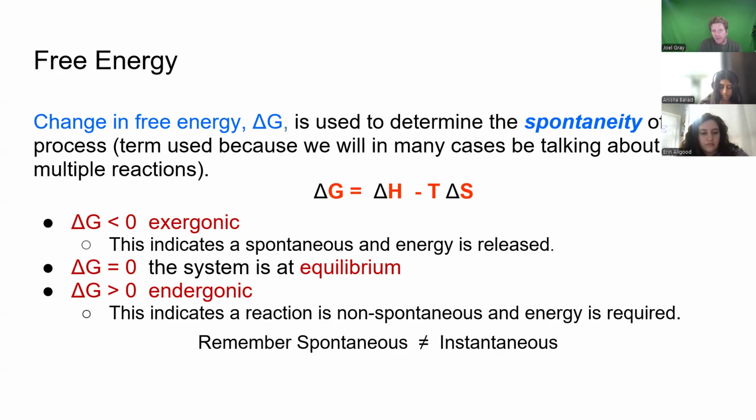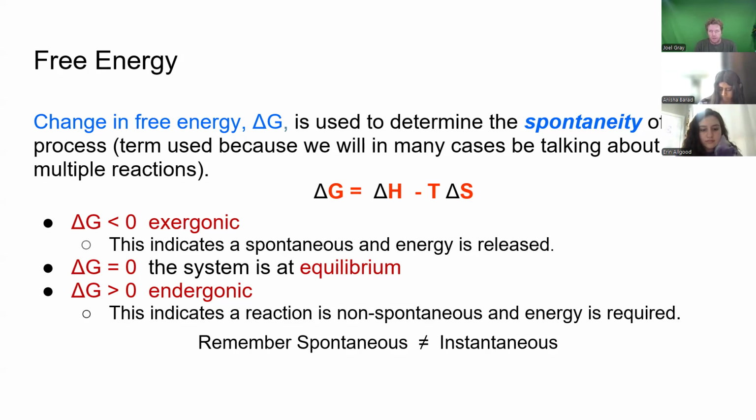Now, the change in free energy is used to determine the spontaneity of a process. Delta G equals delta H minus T delta S, the Gibbs free energy equation, which you probably recall from Gen Chem 2. If you took that class in the spring, basically the time of the class after spring break, you probably got into the Gibbs free energy equation.